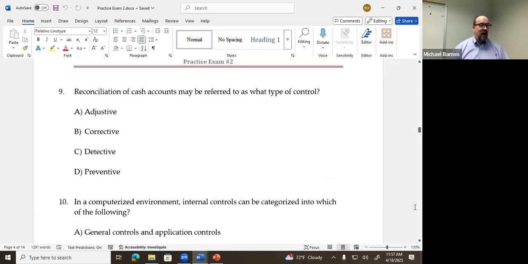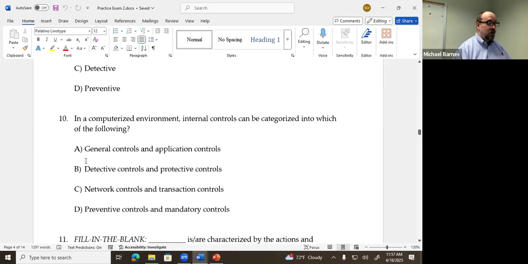All right, reconciliation of cash accounts may be referred to as what type of control? You can ignore adjustive, because adjustive is not a real type of control. We have preventative, detective, and corrective. Can we say reconciliation is a preventive control? No, because if the problem has already happened, that's when we're going to capture it. So can we say reconciliation is a detective control? The answer is yes. If there's a problem, it will detect that problem and flag it as something we need to fix. Then subsequently, we'll have a corrective control in place to fix the problem. So the reconciliation of cash accounts is considered a detective control.